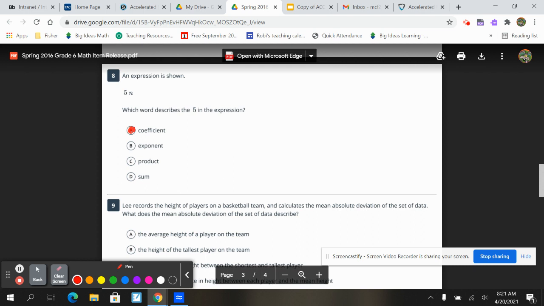We know what an exponent looks like, yes? That would be the little 2 up there, right? Product is called the what? Answer to multiplication, and the sum is, there you go. Very good.